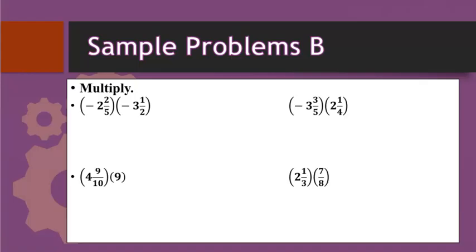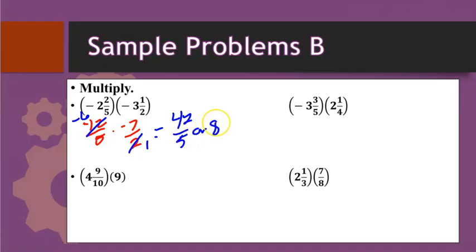Next, let's multiply these. So this would be negative 12/5 times negative 7/2. Now if I look diagonal, 2 divided by 2 is 1. Negative 12 divided by 2 is negative 6. Negative 6 times negative 7 is a positive 42. 5 times 1 is 5. Or you can put it as 8 2/5.